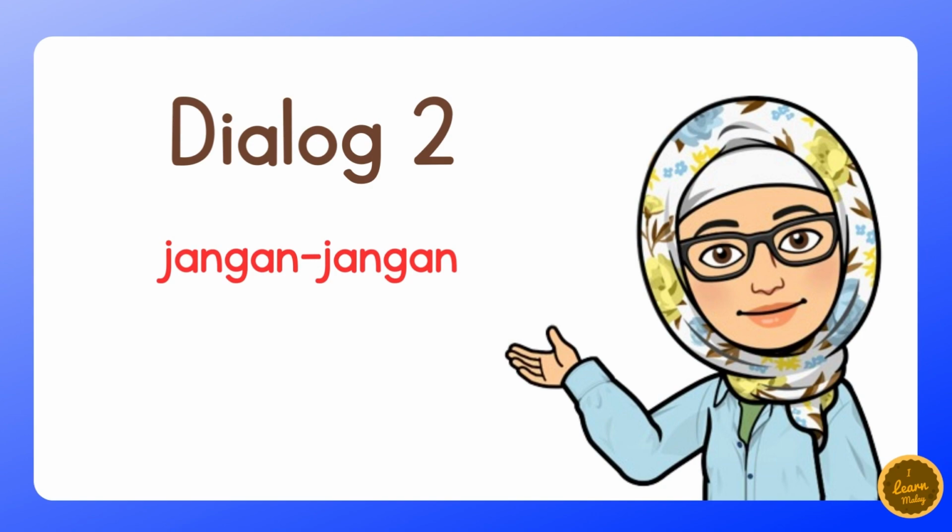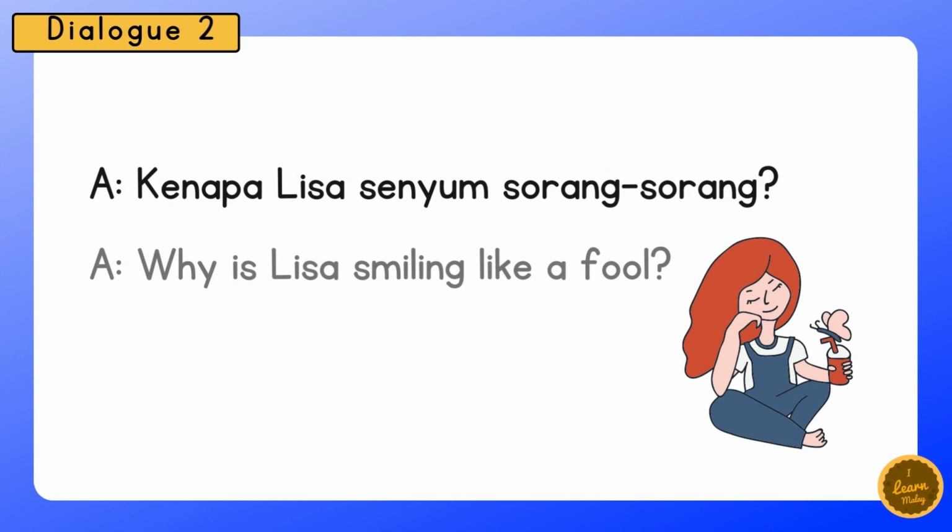Alright, let's check out the second dialogue. Kenapa Lisa senyum sorang-sorang? Why is Lisa smiling like a fool? Kenapa means why. Lisa, a female name. Senyum means to smile. Sorang-sorang is a colloquial word to mean alone or by himself or by herself. The phrase senyum sorang-sorang means having a dreamy smile, smiling like a fool, thinking about something.